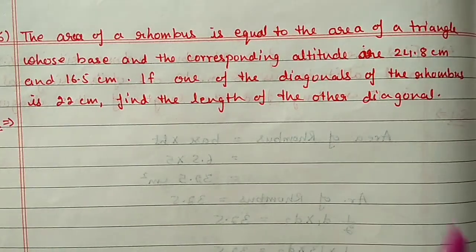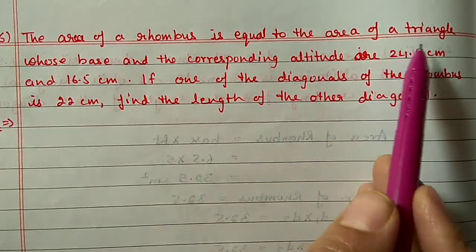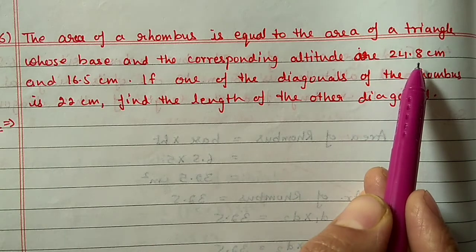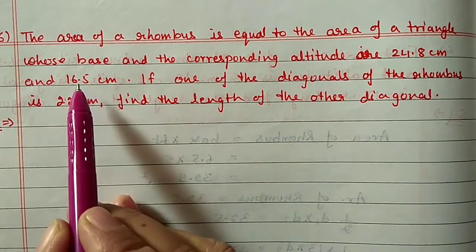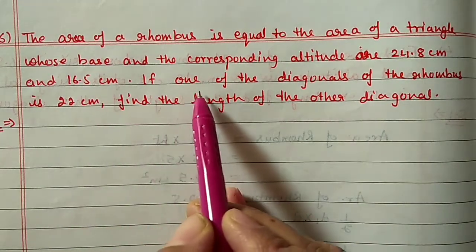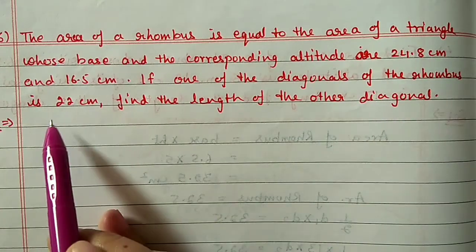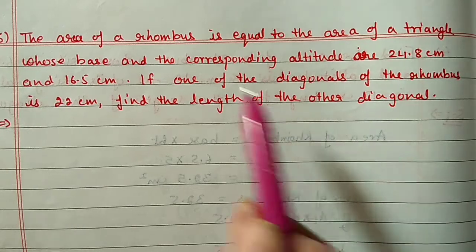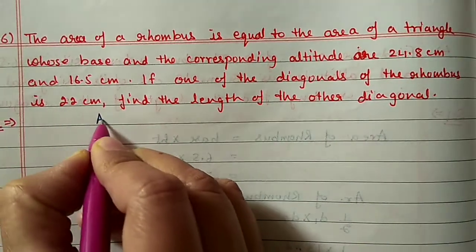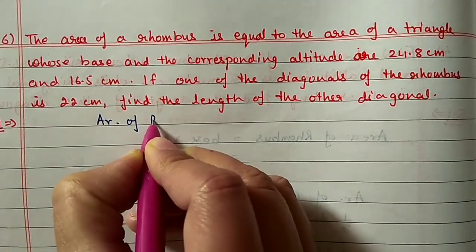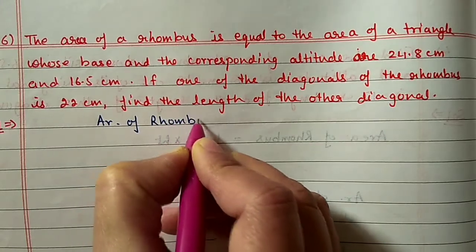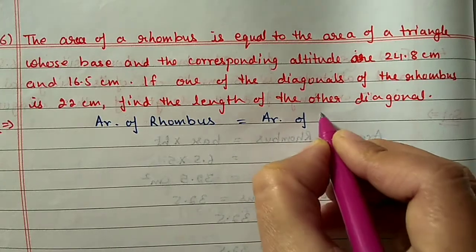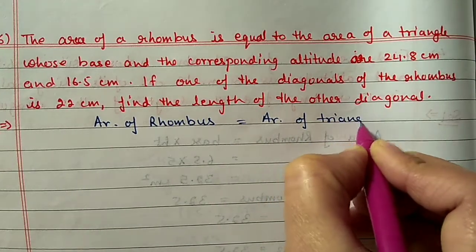Next, question number 6. The area of a rhombus is equal to the area of a triangle whose base and the corresponding altitude is 24.8 centimeter and 16.5 centimeter. If one of the diagonals of the rhombus is 22 centimeter, find the length of the other diagonal. So we will start from the given condition. Area of rhombus is equal to area of triangle. This condition is given in the question.